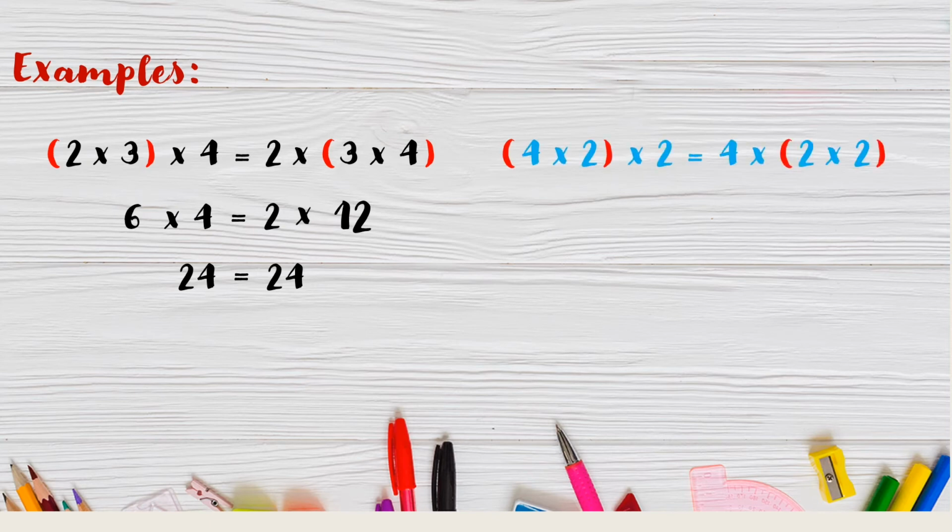Another example, quantity 4 times 2 times 2 is equal to 4 times quantity 2 times 2. So again, remember, if you have operations inside parentheses, you have to do this first. So 4 times 2, that is inside the parentheses, we have 8 times 2. 8 times 2 is equal to 16. On the other side, we have 2 times 2 inside the parentheses, we have 4 times 4, and we also have 16.